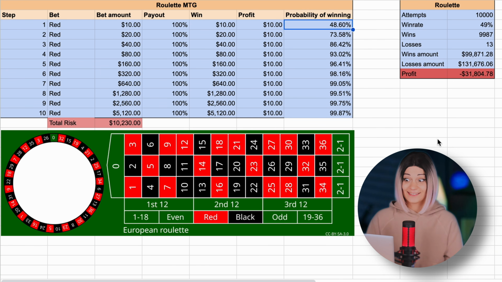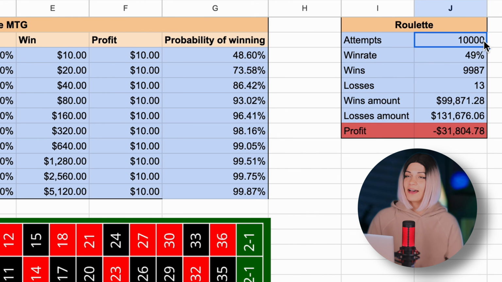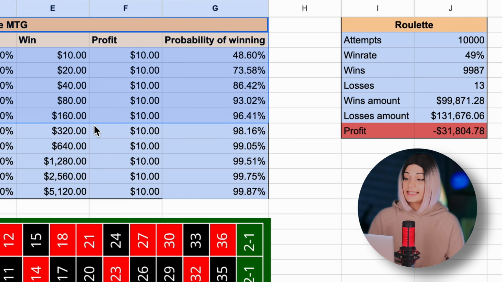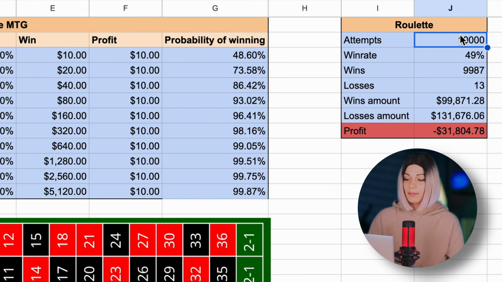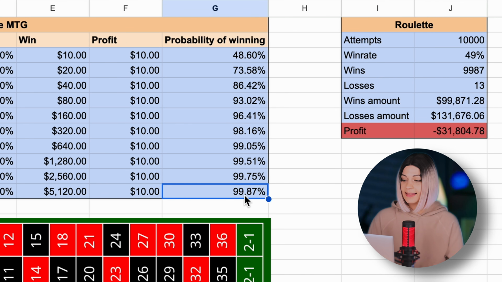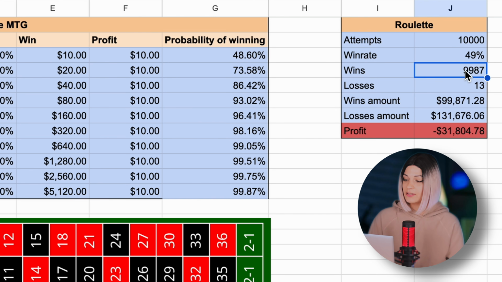Right? But nah, you're not gonna be a profitable player. Let me explain why. Imagine if you have enough spins, for example, you're gonna go through all of this Martingale cycle 10,000 times, your probability of winning is gonna be 99.87%, and that means that you're gonna win 9,987 times and lose only 13 times.